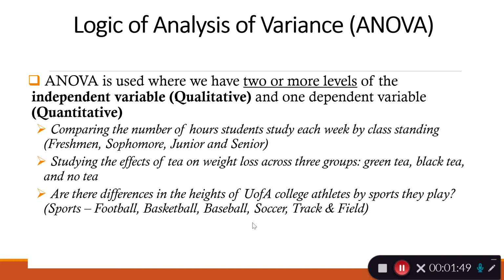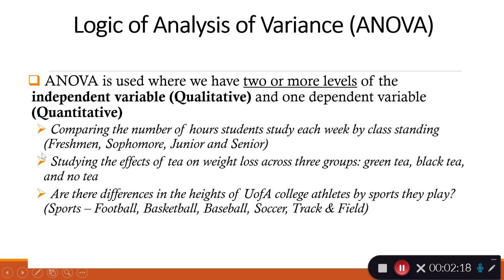So just the logic continues here. ANOVA is just when we have two or more levels of the independent variable, which is our qualitative variable, and we have one dependent variable. So we have different groups and we have one quantitative variable. So I have three examples here. Assuming we're comparing the number of hours students study each week by their class standing, freshman, sophomore, junior, senior.